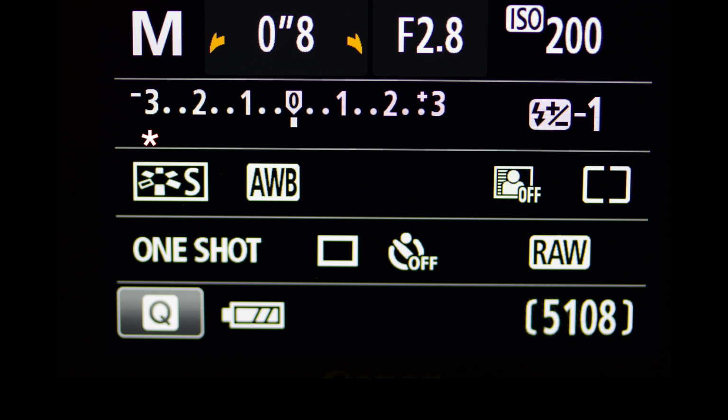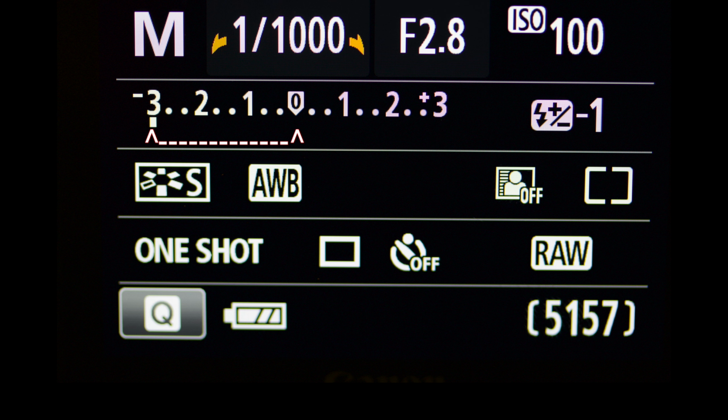In simple terms, a stop of light is a halving or a doubling of the quantity of light that's being perceived by the camera. If we look at the light meter on the back of my 100D, for example, you can see that it's marked in increments from -3, -2, -1, 0, and then on up to +3. These increments are stops of light, and this light meter shows you how many stops of light you are away from your ideal exposure for the image.